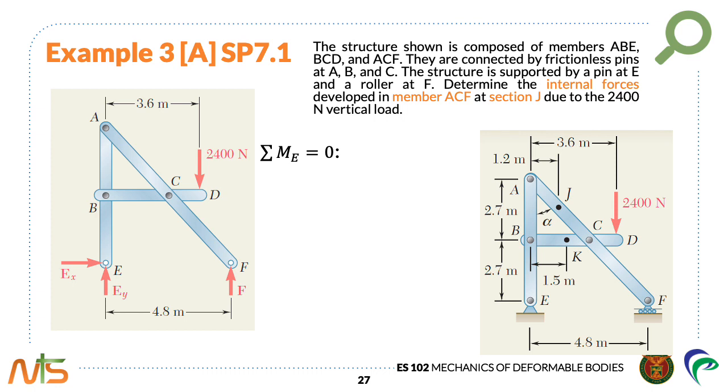So we have force F multiplied by the perpendicular distance, 4.8 meters, positive since it is producing a counterclockwise moment. And then we have the 2,400 Newton force multiplied by the perpendicular distance of 3.6 meters, negative since it produces a clockwise moment, and then equate it to 0. Therefore, F is equal to 1,800 newtons, a positive scalar, therefore going up.